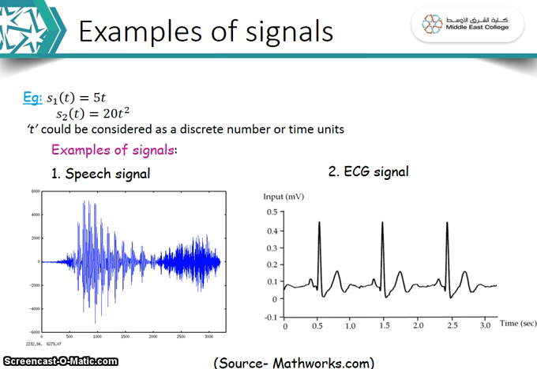This is an example of a signal. There are two examples given. One is the speech signal and another one is the ECG signal. You can see in both signals, the x-axis is time and the y-axis is the voltage.